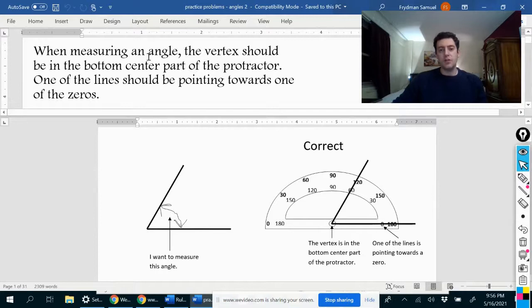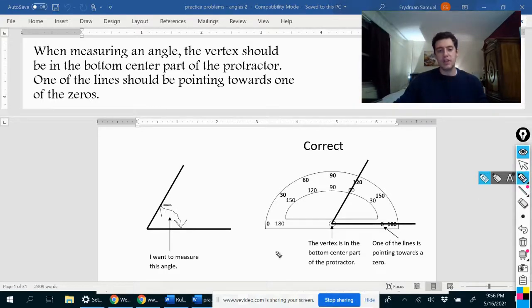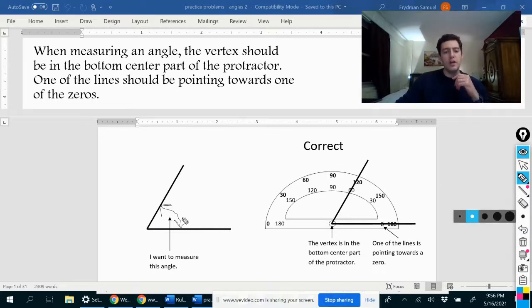When measuring an angle, the vertex should be in the bottom center part of the protractor. The vertex is just where the two lines intersect. So remember, an angle is the rotation between two lines. The vertex is where the two lines meet. So this would be the vertex of these two lines over here. That's where they meet. Okay? So if we're measuring the angle between the two lines, then we want to put the vertex at the center bottom part of the protractor.